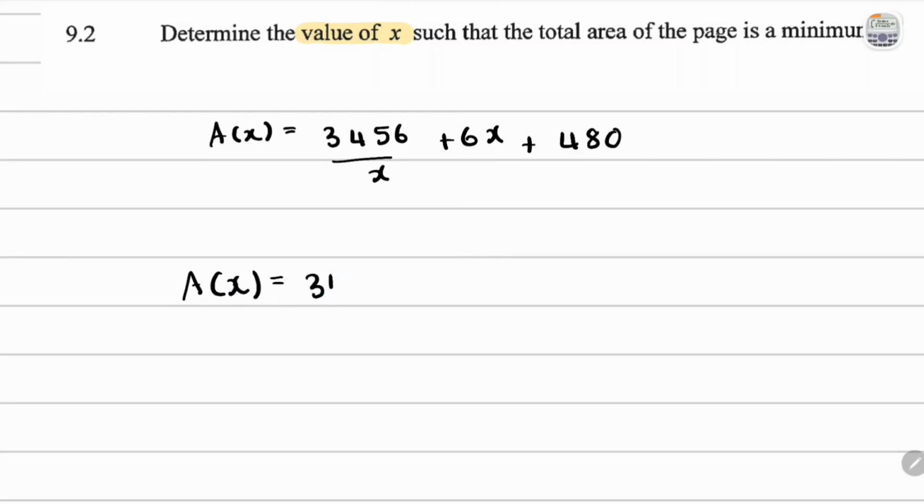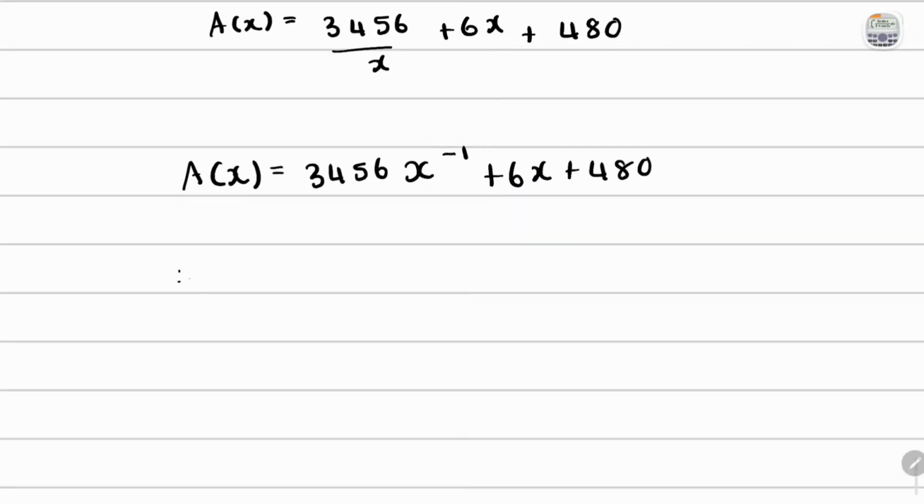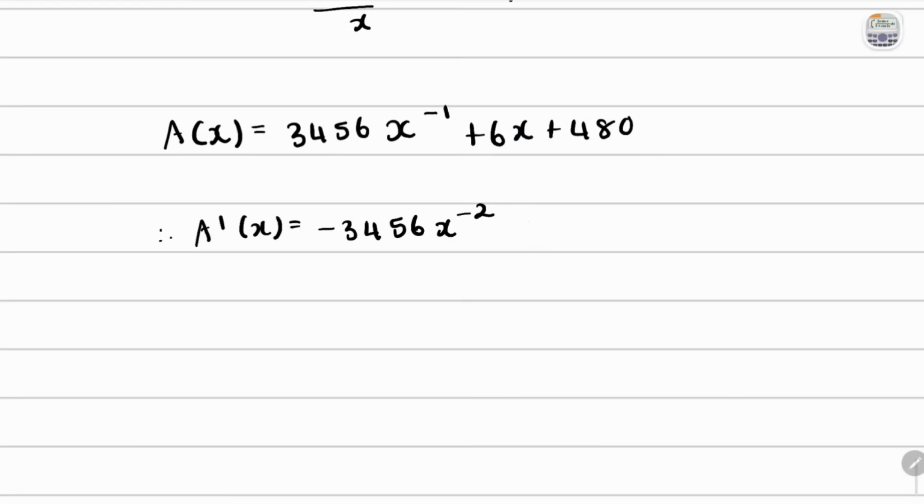So this is going to be 3, 4, 5, 6, and then X. And when you move it up to the numerator, the exponent becomes negative, and then plus 6X plus 480. Now we can differentiate. So A prime of X is equal to coefficient times exponent. This will be negative 3, 4, 5, 6X raised to the power of exponent minus 1, negative 2, and then plus 6. The X falls away because of 1 minus 1, giving you 0.